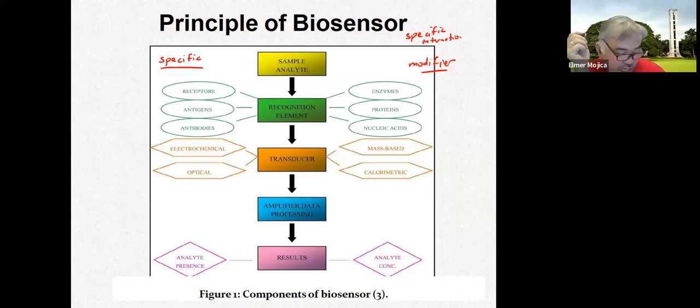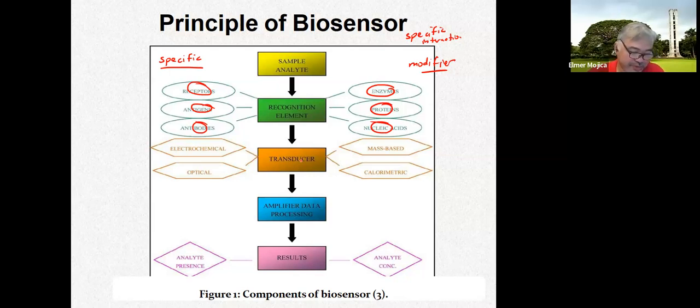Now, the question that you can ask is how are you going to fix this biological material in the transducer? Because after you have this one, you need a transducer. So here it could be a membrane, it could be any material that will generate the signal based on the interaction of your biological component or element with the sample analyte.